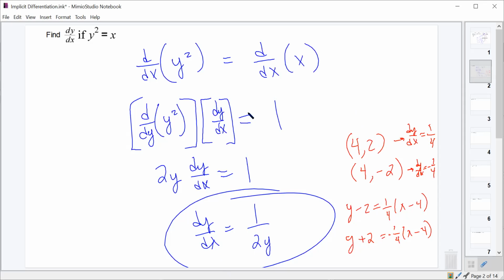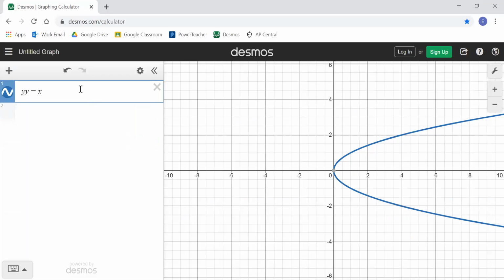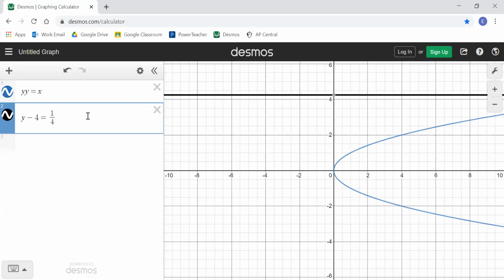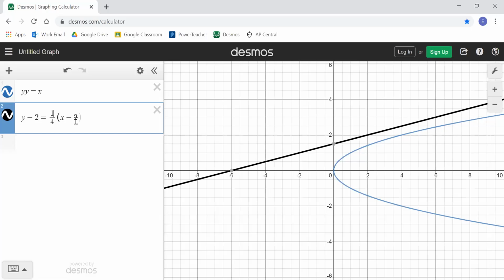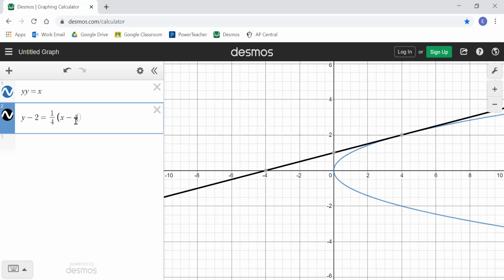And even though we have the same x value, because they give us different y values, it gives us a different slope. And we should be able to go in here and say y minus 4 equals 1/4 of x minus 2. No, is that what it was? X minus what? The point was 4, 2. Oh, I did it backwards, didn't I? Y minus 2 equals 1/4 times x minus 4.